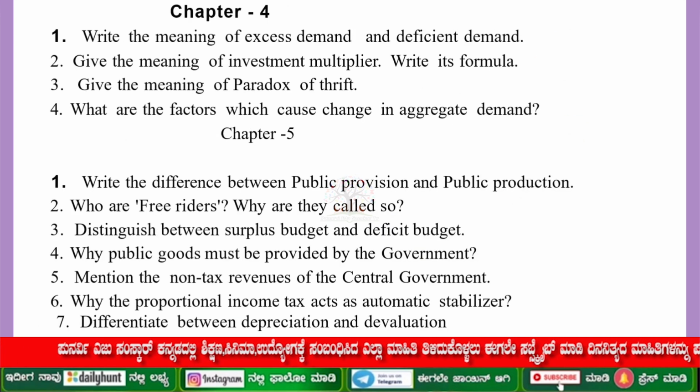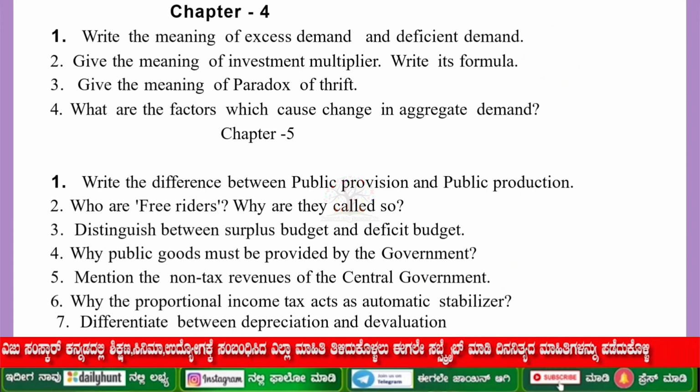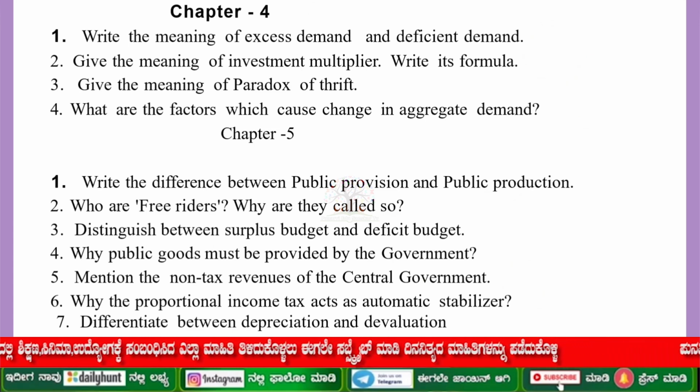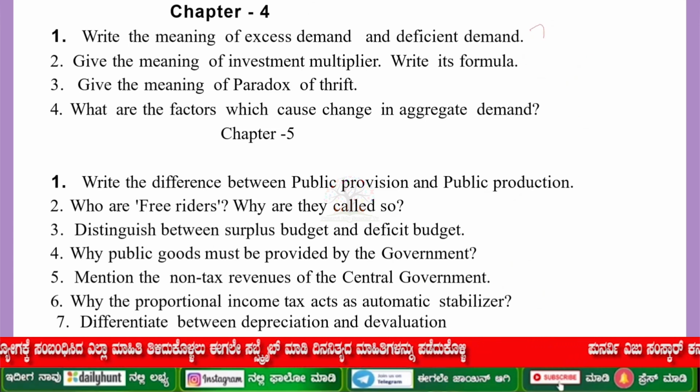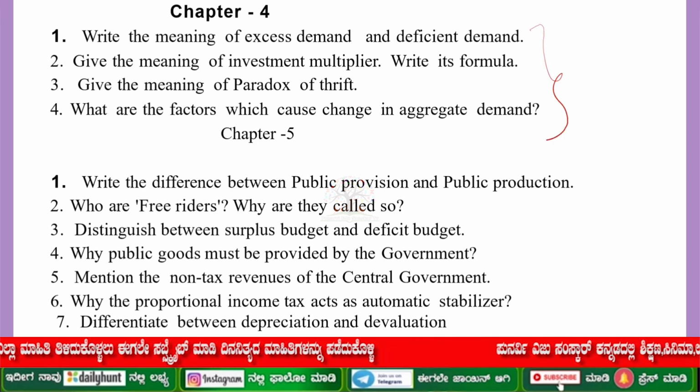And next one is the 4th chapter, determination of income and output. From this chapter, there are 4 important 2-mark questions.